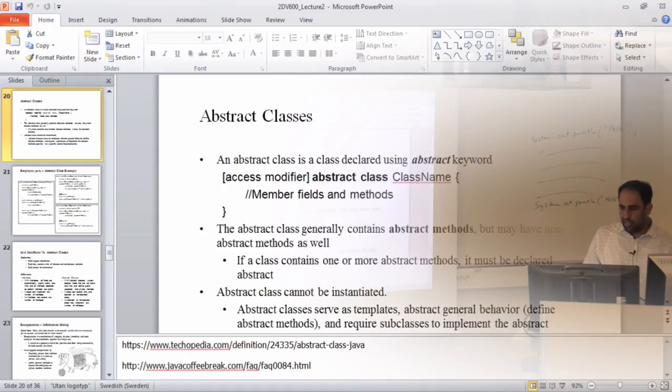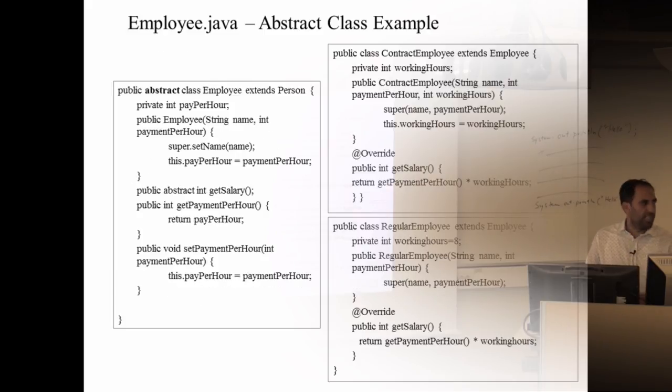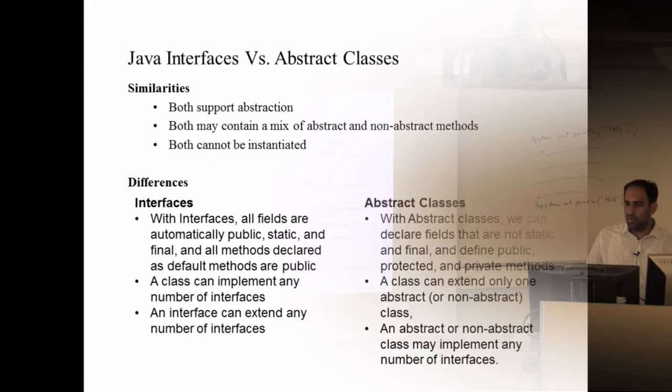And then moving forward, this is just the example code from the classes that we have already looked at, so I will just move on. Then we have Java interfaces versus abstract classes. Both concepts, interfaces and abstract classes, are quite related to each other, but there are some fundamental differences. Both support abstraction. The similarities are that you can use both interfaces and abstract classes to achieve abstraction, because you can use both to define abstract methods, and both may contain a mix of abstract and non-abstract methods. And you cannot instantiate or create objects of either the interface or the abstract class.